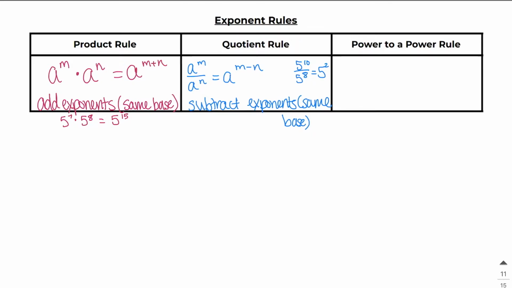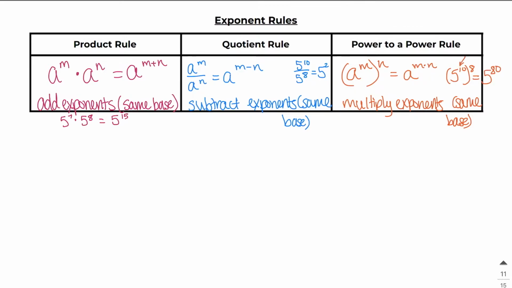And then lastly, if we have a power to a power, this means that if I have like a to the power of m raised to the power of n, we have to multiply our exponents. But our base is still going to be the same. So for example, if I have 5 to the power of 10 raised to the power of 8, that means it's going to be 5 to the power of 80, because this is saying we've got 5 being multiplied by itself 10 times, and then we've got 8 sets of those 10 fives, so altogether we have 80 fives. So let's go ahead and apply these rules.